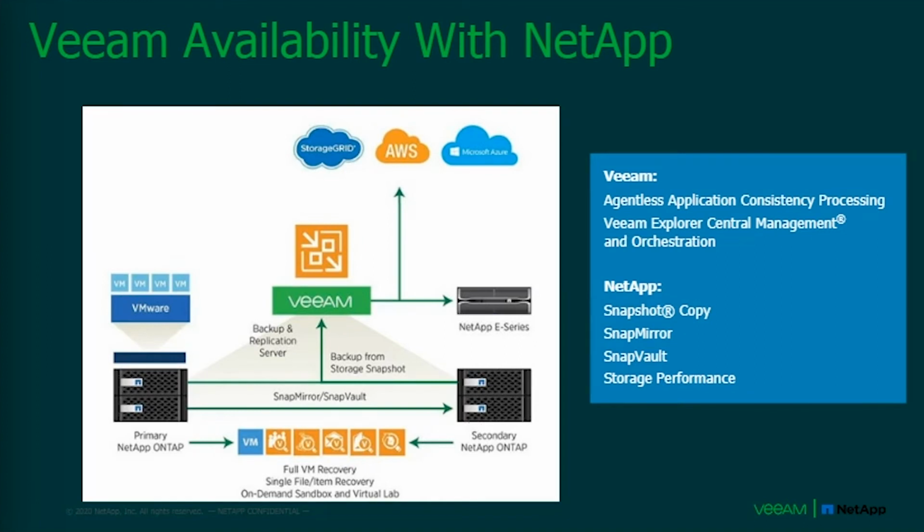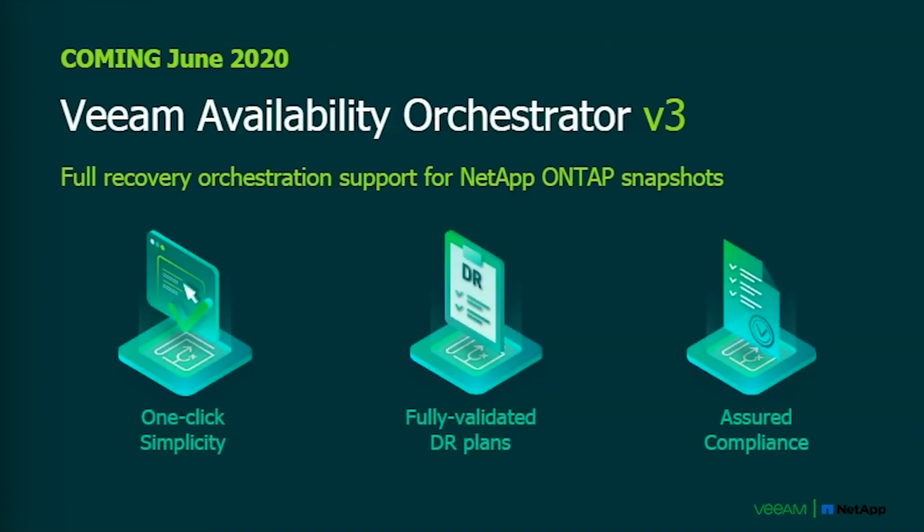And the last thing that I want to talk about is a brand new launch that's coming in June 2020. So this is just next month. Veeam Availability Orchestrator v3. Veeam Availability Orchestrator, if you've never heard of this, is a complete disaster recovery and business continuity orchestration utility. If you're not using a tool to do disaster recovery and business continuity orchestration, you probably have a large gap in your business continuity planning for your organization. You really need a tool that provides simplicity and fully validated DR plans for your organization.